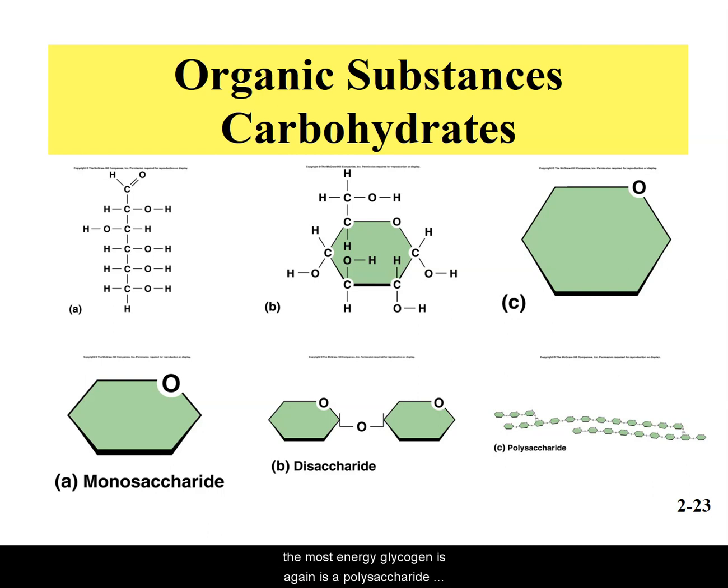Glycogen is a polysaccharide. Animals store it in muscle and liver, also for future use. And we already talked about cellulose, the fiber that cannot be broken down.